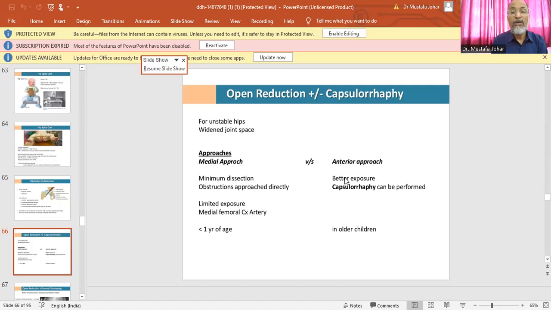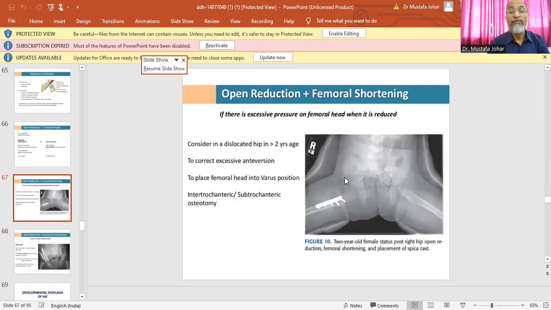And in certain cases, you are able to do a good capsulorrhaphy, and there is a repair and the overlapping, the relaxed or the overlapping capsule can be tied together and a capsulorrhaphy can be done so as to avoid the recurrence of the problem. And anterolateral approach is better when the child is less than 1 year of age, and anterior approach is better when the child is older.